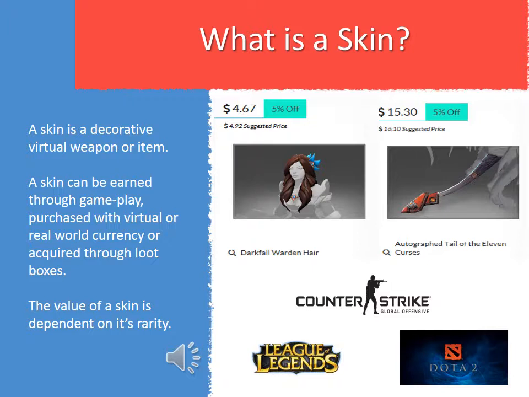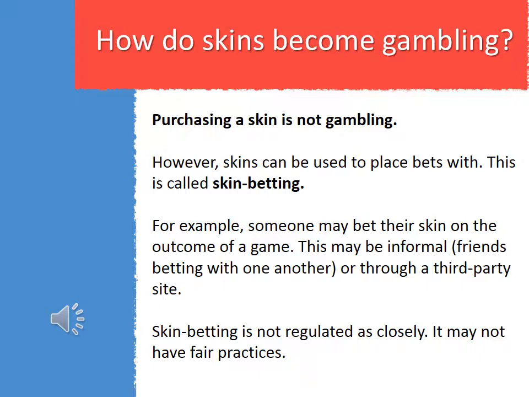Skins can be purchased on third-party sites or on websites like Kijiji, and purchasing a skin like this is not gambling. However, there are ways that skins can become gambling. If you were to go onto a third-party site like Kijiji and purchase a skin, it is not gambling. You're simply making a transaction. However, skins can be used to place bets with. This is called skin betting. There are a few different ways that this can happen.